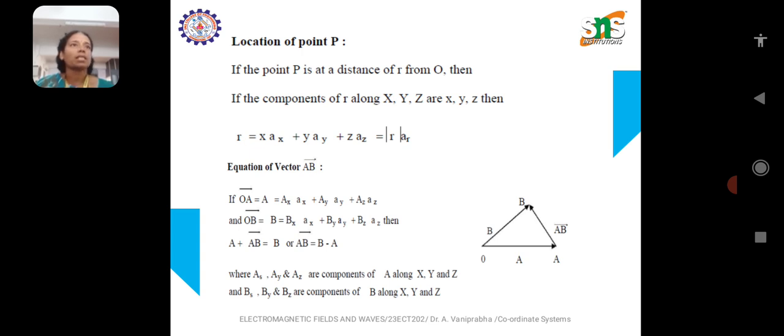Equation of vector AB: vector OA is equal to a distance, where A can be represented as AX ax plus AY ay plus AZ az. Similarly, another vector B, located at point B from the origin, OB is equal to B. It can be written as BX ax plus BY ay plus BZ az. Then the sum of the two vectors, vector A and vector B, is equal to AB.